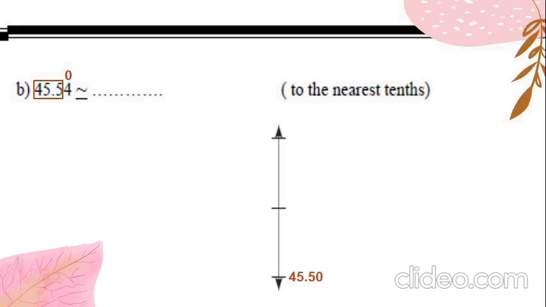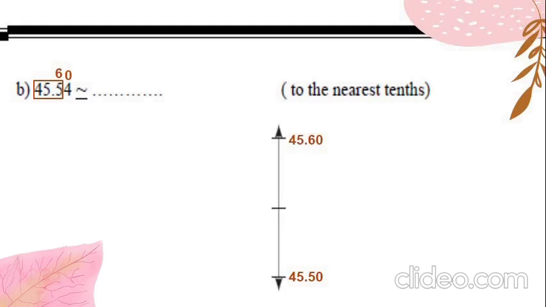Write it down. Okay, what about the bigger number? Again, look at the original number. Here, which digit is under the tenths? It's 5. So what is just after 5? 6. So that means the bigger number is 45.60, and you have to write it up.